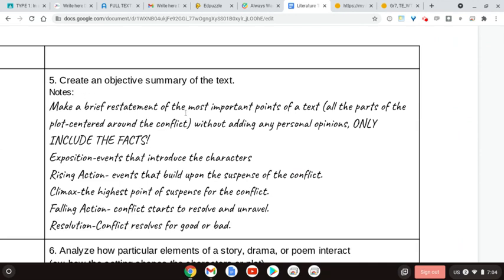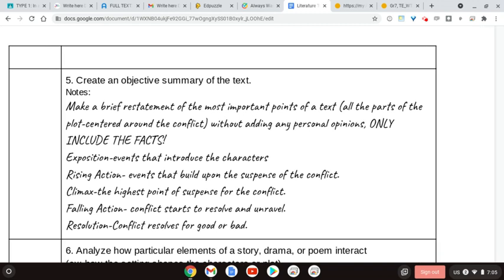You're making a brief restatement of the most important points of the text. If it has a plot, some poems do, some poems are just not plot-based and more just showing feelings and emotions. But if it is a poem with a plot, make sure that you're including all of the plot elements from the exposition to the resolution, centering around the conflict. But if it's a poem that's capturing strong emotions, make sure that you're going through the same emotions in your own words as the author in chronological order from the beginning to the middle to the end, without including your personal opinions on the poem and without including quotes from the poem. Make sure it's fully in your own words.